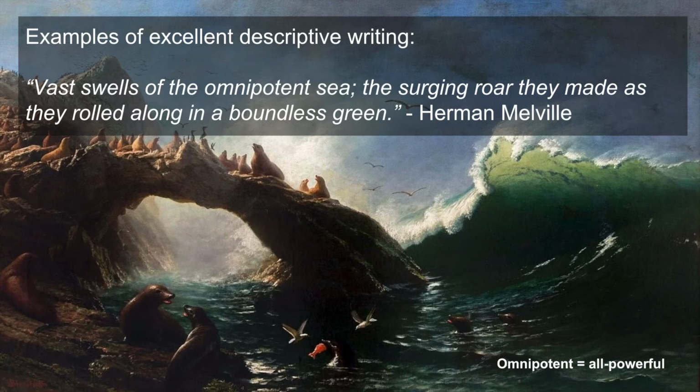Another great example from one of my favorite authors, Herman Melville, who wrote all kinds of great books about being out at sea. He says, "The vast swells of the omnipotent sea, the surging roar they made as they rolled along the boundless green." So again, we see colors. We feel the power of the ocean. Omnipotent means all powerful or very mighty. We can really see how energetic and how forceful and dangerous the sea is when he writes like this.